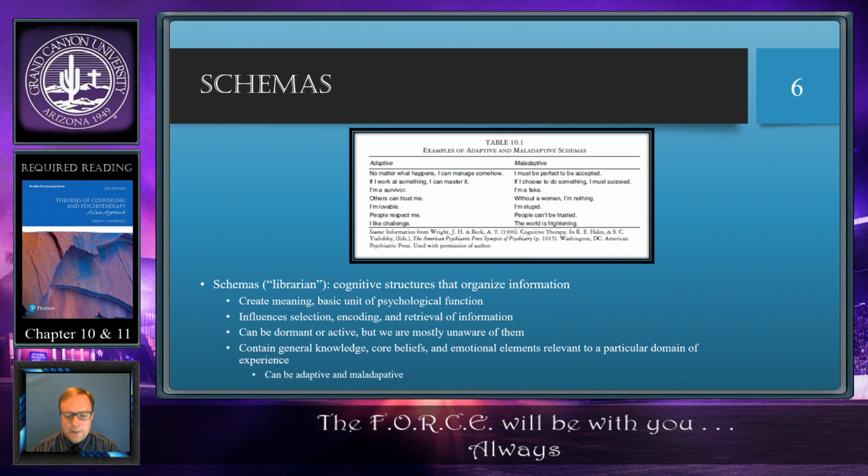Now, let's talk about what a schema is. This is the word for a core belief. And a core belief is something that explains the thoughts that are actually happening for a person in all related moments. So if you have a schema of, let's look at the list of the adaptive schemas in table 10.1. I'm a survivor, okay?